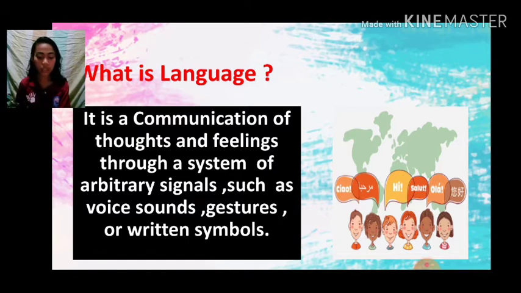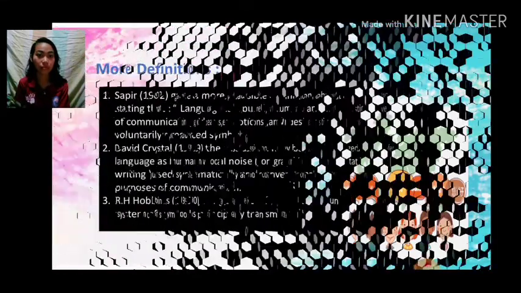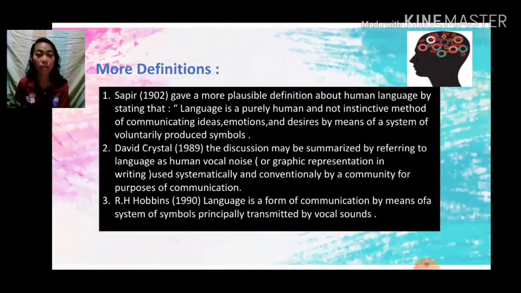So language is used to inform others, ask them to do certain things, and to express feelings, moods, ideas, information, experiences, and so on. In more definitions, according to Sapir, David Crystal, and R.H. Robins, I know we already know about the three. So the first one is Sapir.